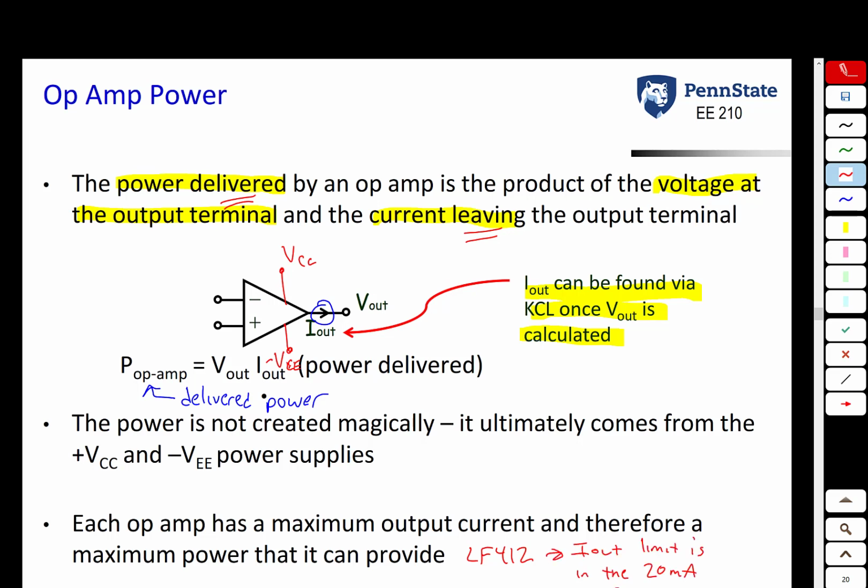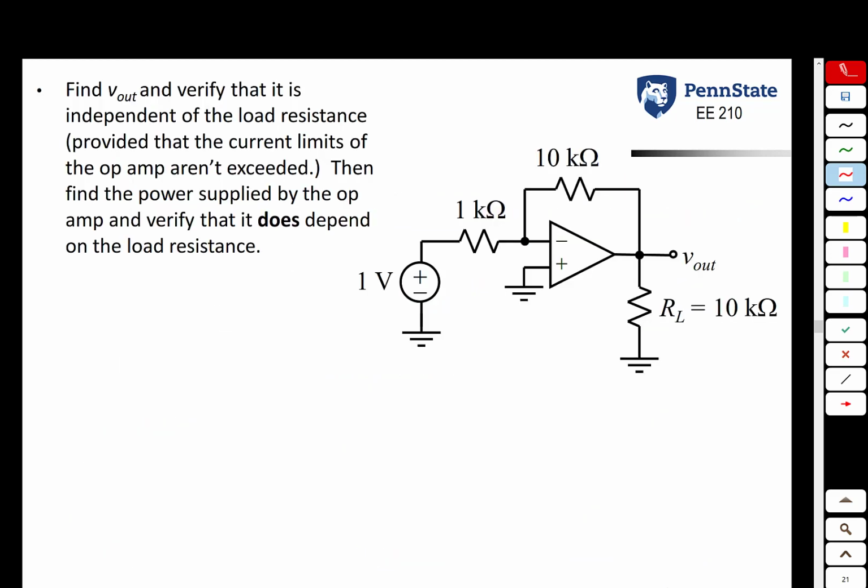There are some op-amp chips that are able to produce much higher currents, and we typically call them power op-amps or power amplifiers. They are used, for example, to drive audio equipment where you need more current. But for the LF412 that we use in our lab, the limit once again is about 20 to 30 milliamps. So let's do an example to illustrate some of these power-related concepts.